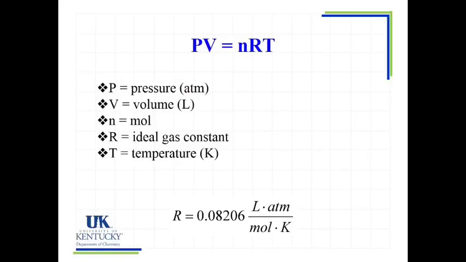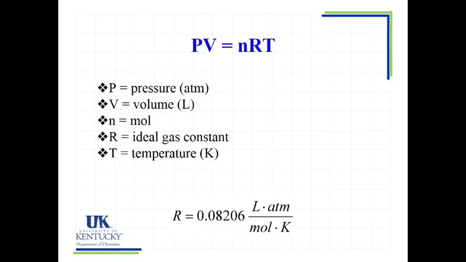Now we want to look at the ideal gas equation in a more quantitative manner. The first thing we need to look at is the actual formula, which is PV equals nRT. P is the pressure, it's typically in units of atmospheres. Volume is in units of liters. N is for moles. R is the ideal gas constant, and T is the temperature, which must be in Kelvin.